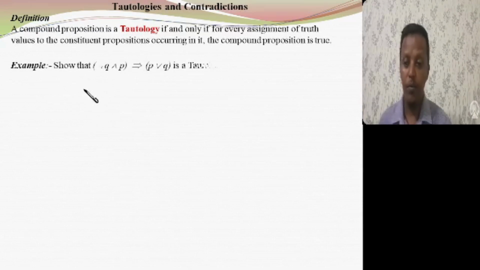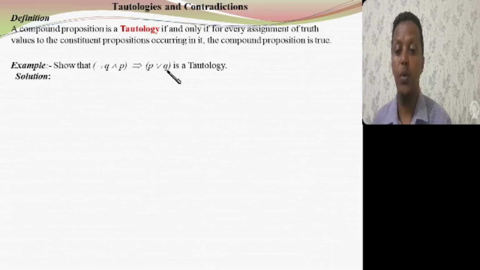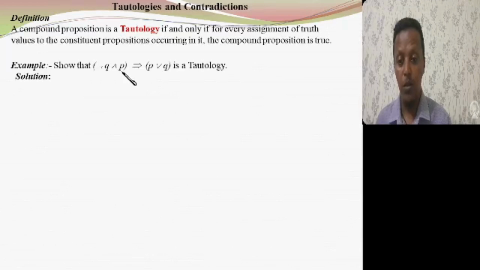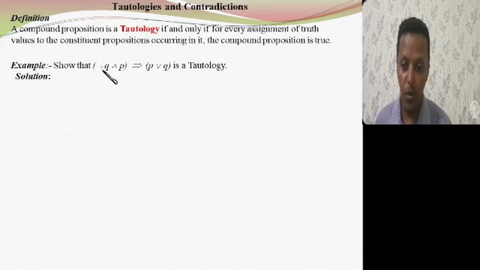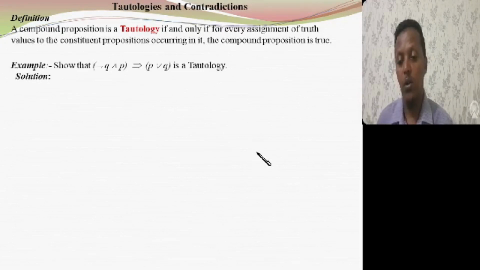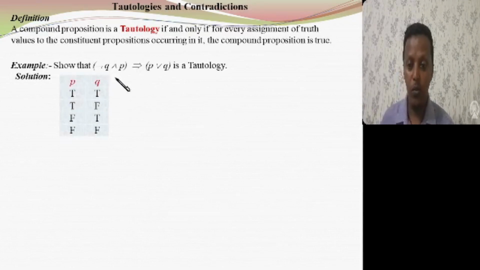Let's take an example. It says, show that the compound proposition (negation Q and P) implies (P or Q) is what? A tautology. By now, you know how to construct a truth table, so we are going to construct a truth table. If you get all true, then it is a tautology. If one of the 4 logical possibilities is false, then it is not a tautology. So let's construct the truth table.